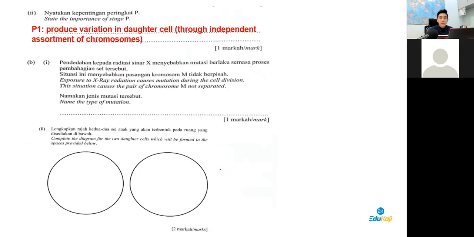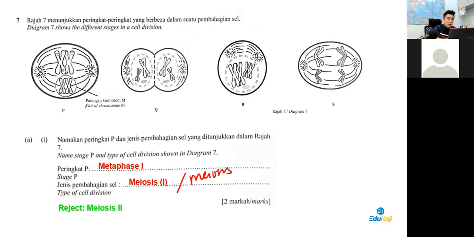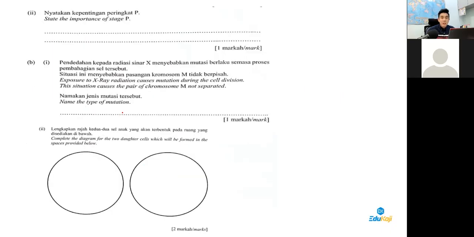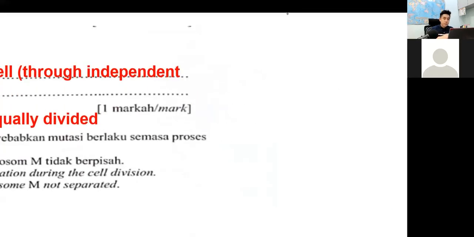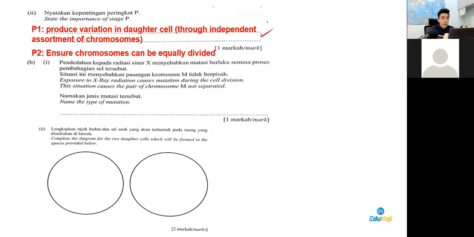Guys, importance of P. Prophase 1, normally the focus is always crossing over. Crossing over is important to produce variation. This first point is enough. Exposure to X-ray, the pair does not separate, then this is chromosomal mutation. So this situation causes a pair not to be separated.